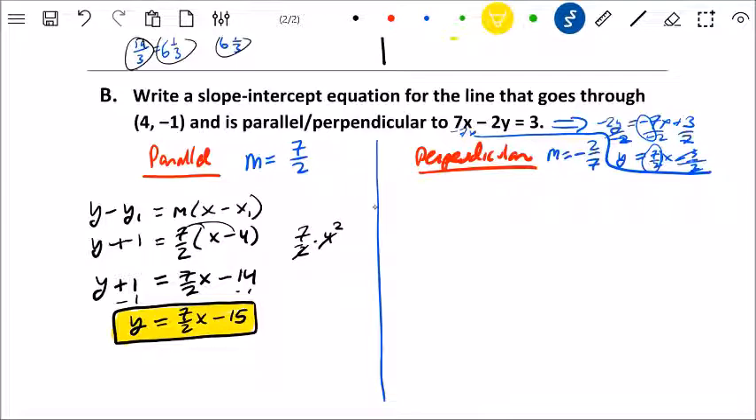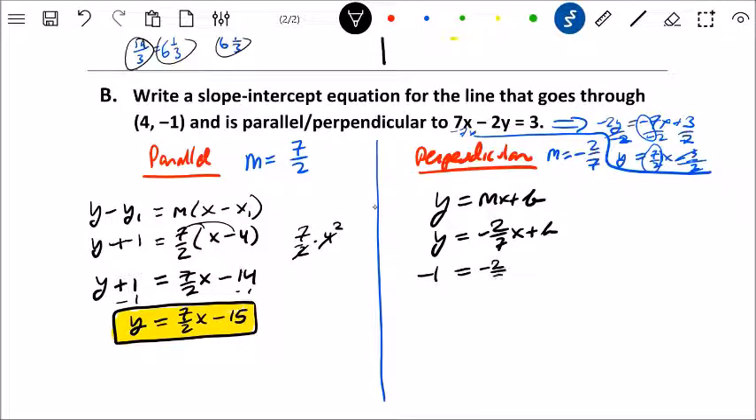Okay. And now on the other one, I'm going to do the same type of thing, but this time I'll use the y equals mx plus b. So I have y equals negative 2 over 7 x plus b. And let's put in the y and the x. So we have negative 1 equals negative 2 over 7 times the 4 plus b. Negative 1 equals negative 8 over 7 plus b. Let's add that to both sides. So it's negative 1 plus 8 over 7 equals b.